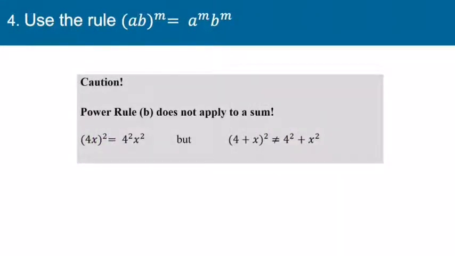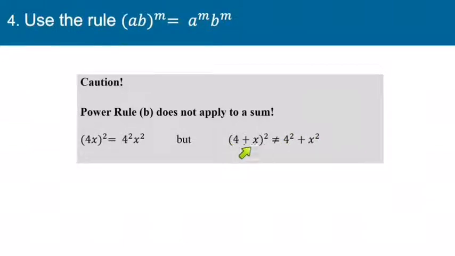Now another thing you need to keep in mind about power rule B is that you must have a product inside the parentheses that you're working with. So here, for example, where we have 4x in parentheses all squared, we can write that as 4 squared times x squared. But here where we have 4 plus x in parentheses all squared, we cannot just apply the exponent to each term in the sum.